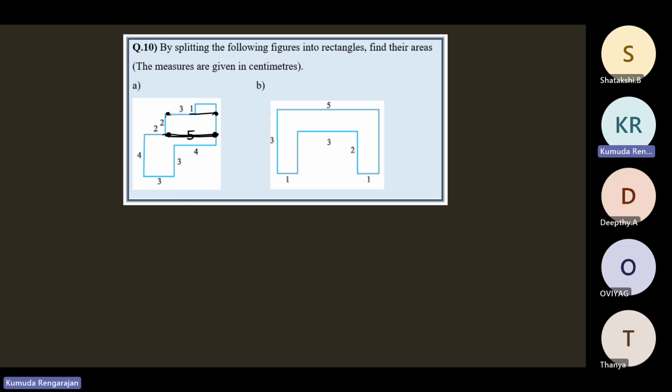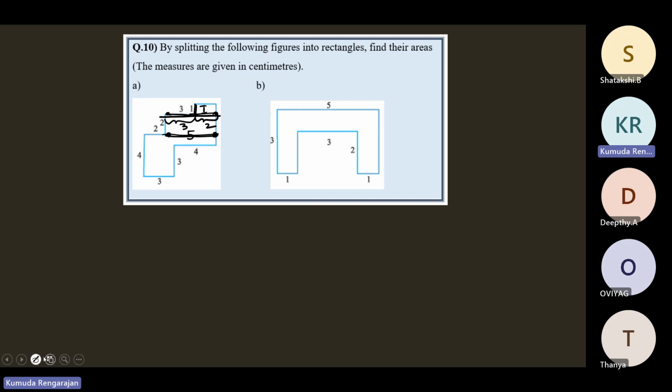This is 5. So that means opposite sides are equal. This full thing is 5. But for rectangle 1, this is the length. This full thing is 5. This is 3. So 5 minus 3, this will be 2. So the length of rectangle 1 is 2 centimeters and the breadth is already known, 1 centimeter.